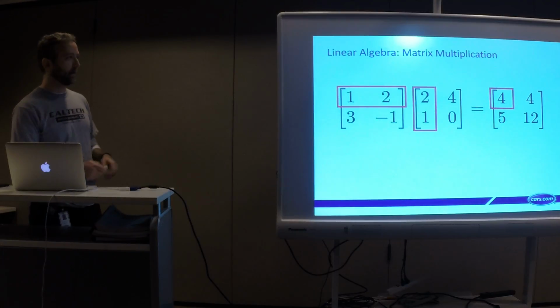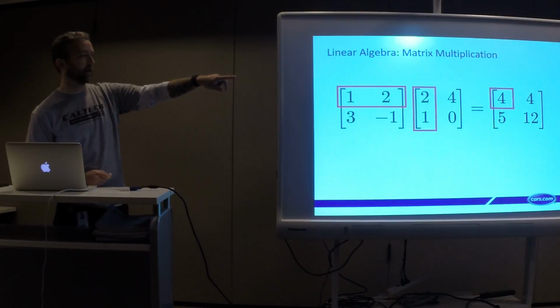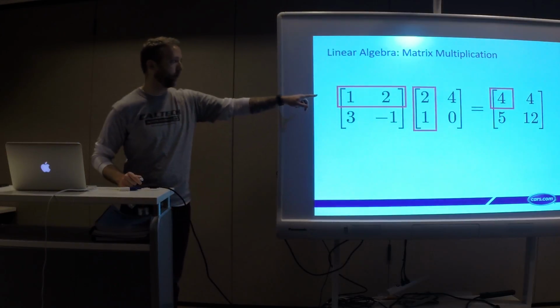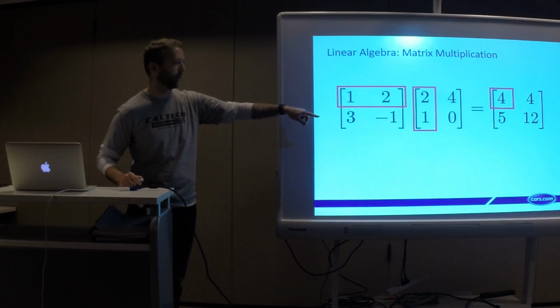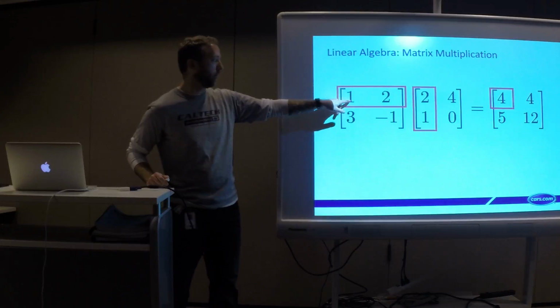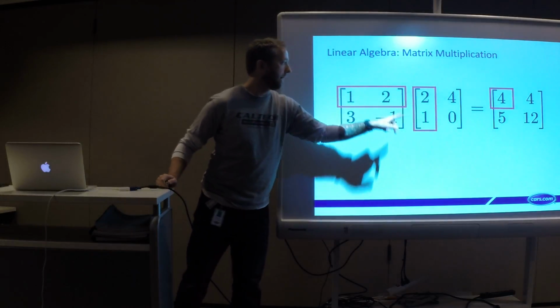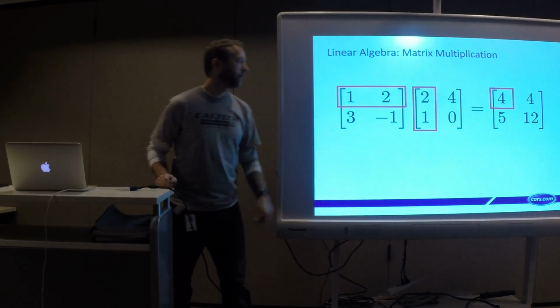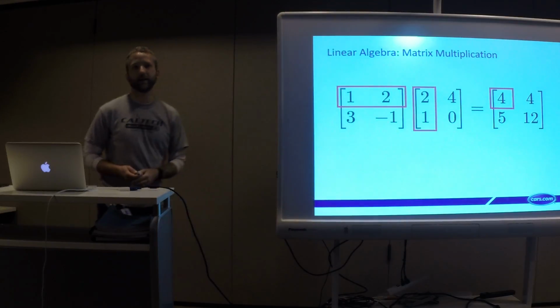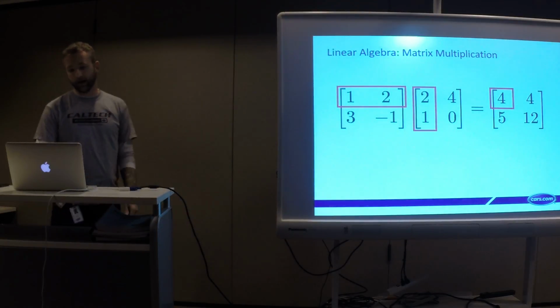So to get that upper left-hand corner, what we're doing is we're multiplying the row of the first matrix by the first column of the second matrix, and then we're adding the results. So 1 times 2, and 2 times 1 is 2 and 2. 2 plus 2 is 4. It's not that hard.